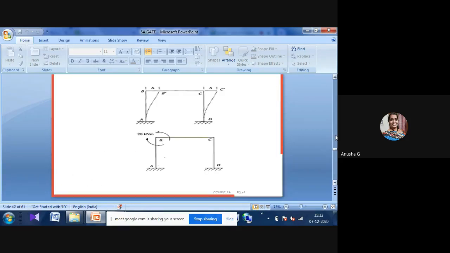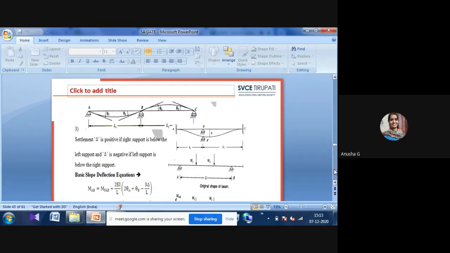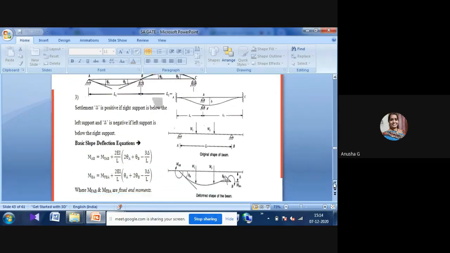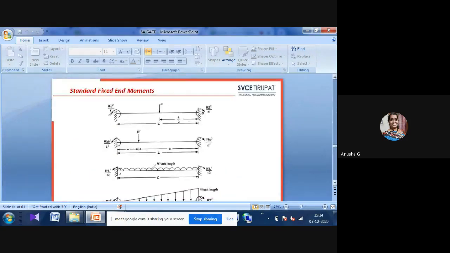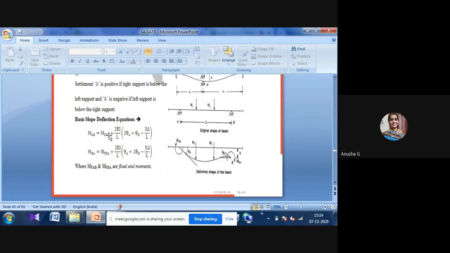Again, one more problem of the method is there. There can be some settlement, and for that settlement we take delta. The main basic slope equation is MAB equals MFAB plus 2EI by L into 2 theta A plus theta B minus 3 delta by L. This is our main equation for slope deflection, a very, very important one. For your GATE exams and normal competitive exams, this will be very useful.